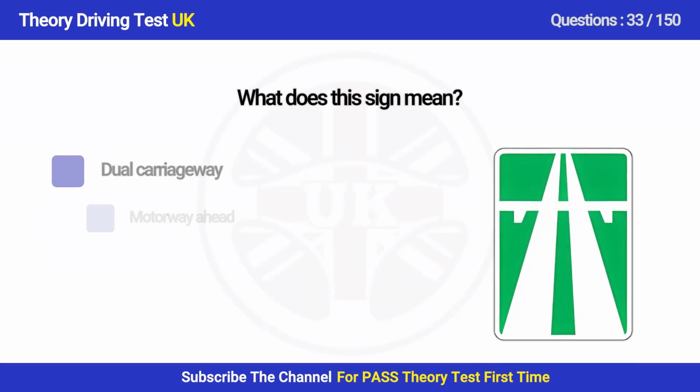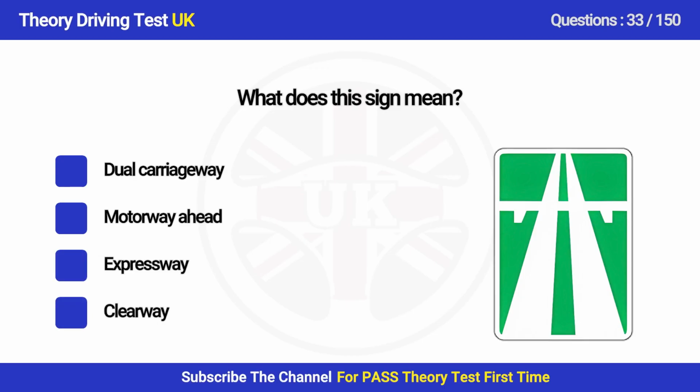Question 33. What does this sign mean? A, dual carriageway. B, motorway ahead. C, expressway. D, clearway.